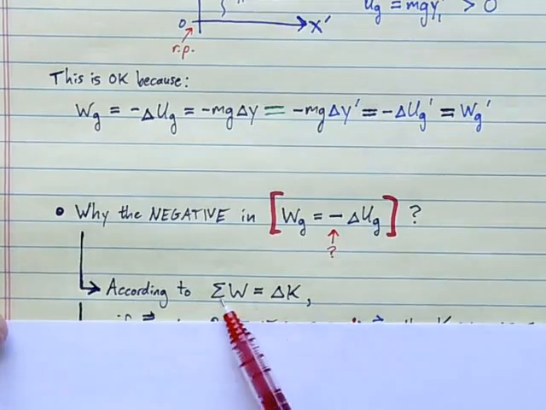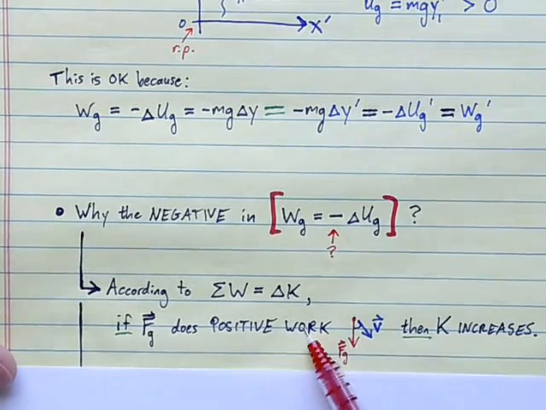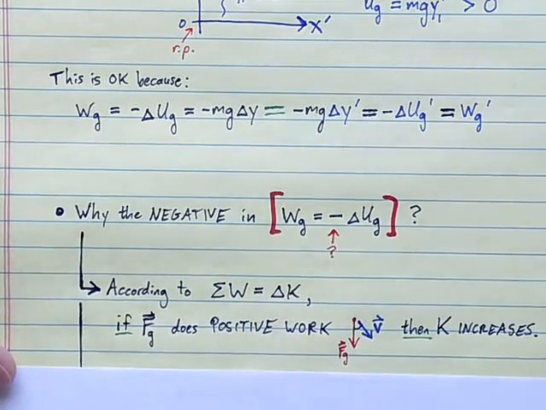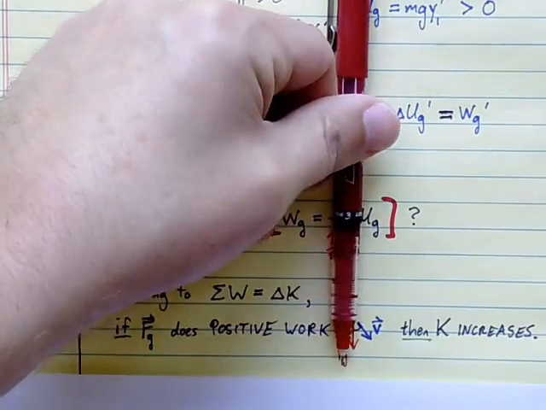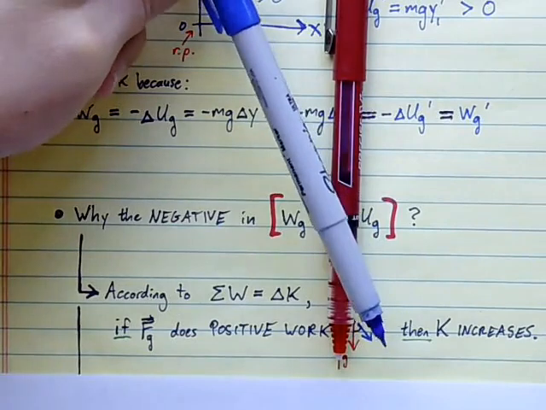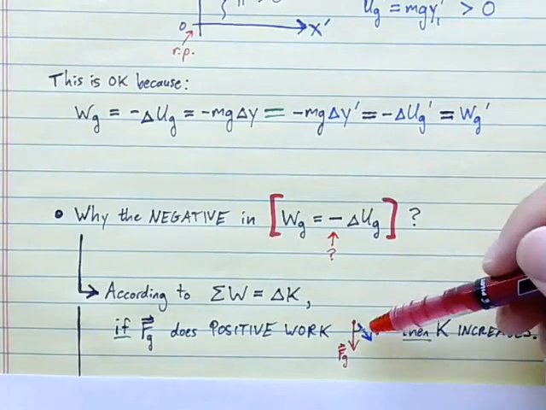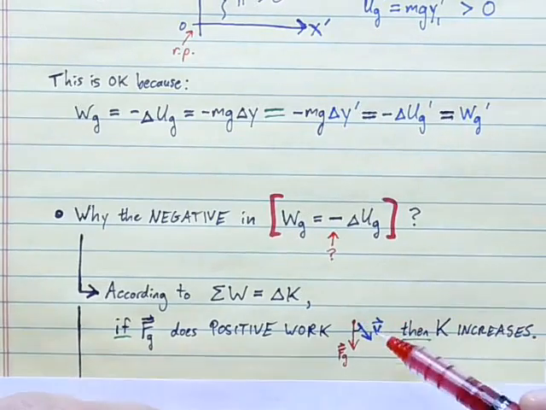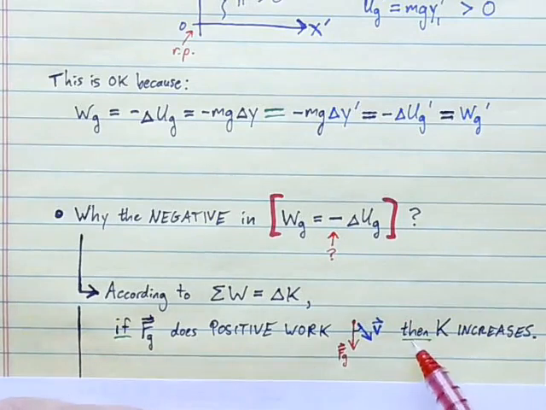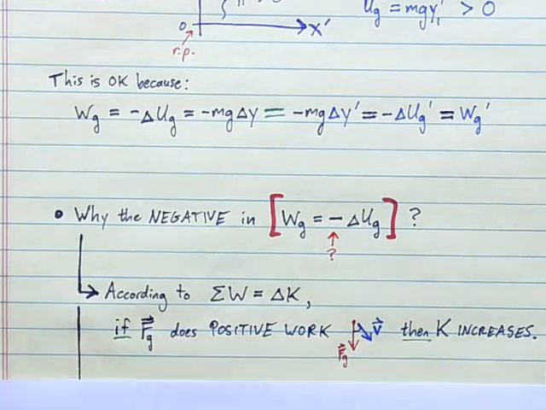According to our work-energy theorem, if the force of gravity does positive work, like for instance, if the force of gravity, which we know is down, acts on an object that's moving with a velocity that makes an angle less than 90 degrees with it, so they're relatively supporting one another, then gravity would be doing positive work on this object as it moves down, and that object would be speeding up. The kinetic energy would increase. So if the force of gravity does positive work, kinetic energy increases.